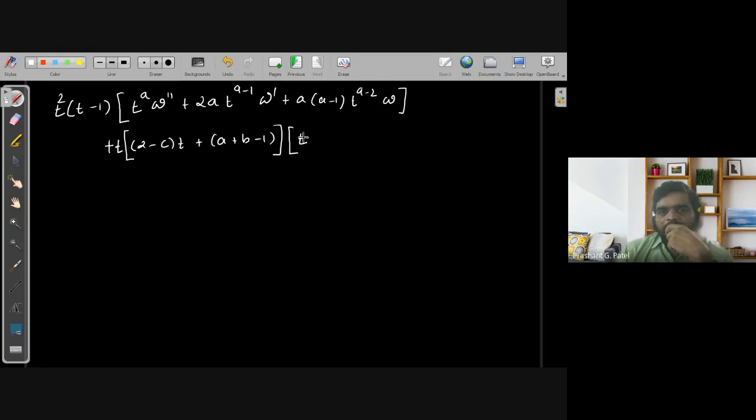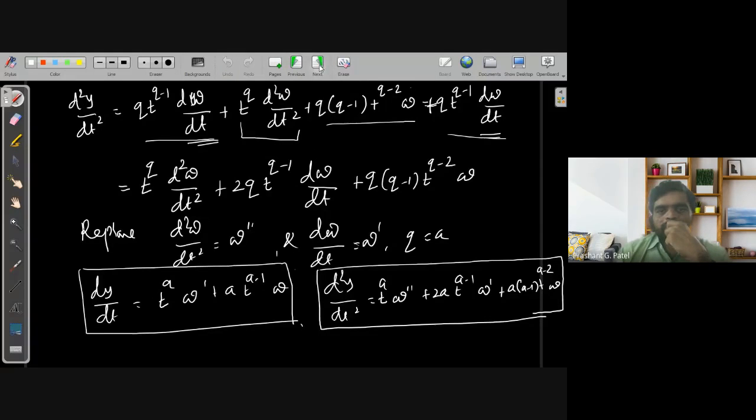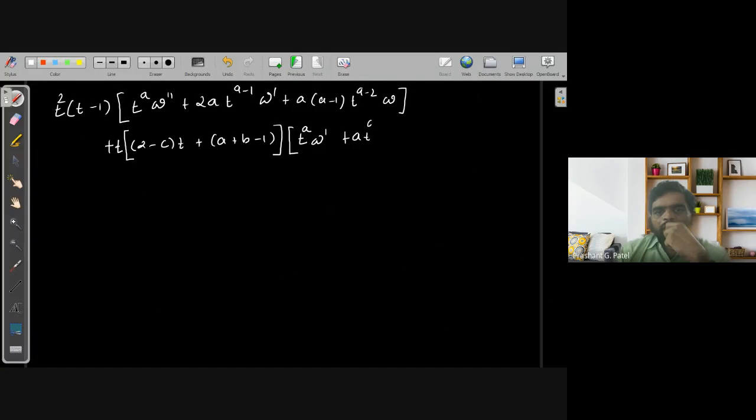The dy by dt is t power a w dash plus a into t power a minus 1 w, minus ab, the value of y, that is t power a w, equal to 0. Further, you just simplify this quantity. That means you have to write down what the coefficients of w double dash, w dash and w are. Let us write down that here.